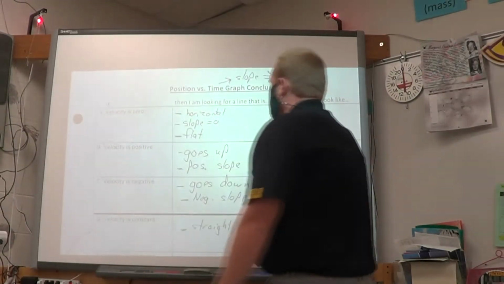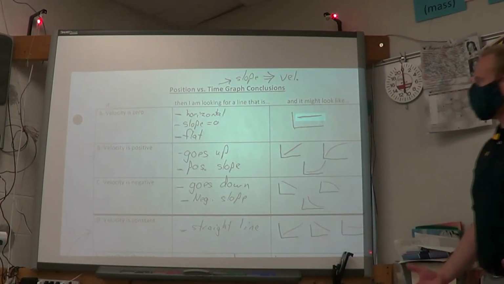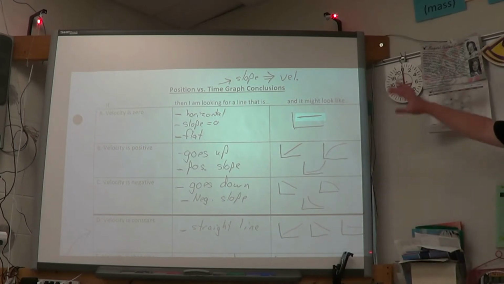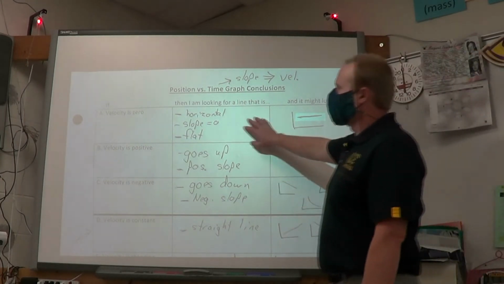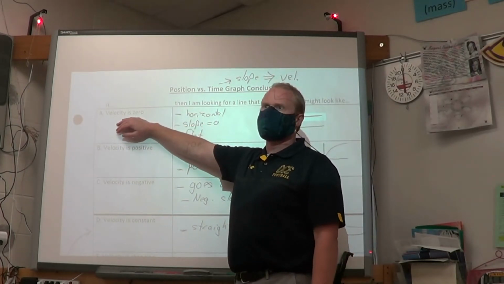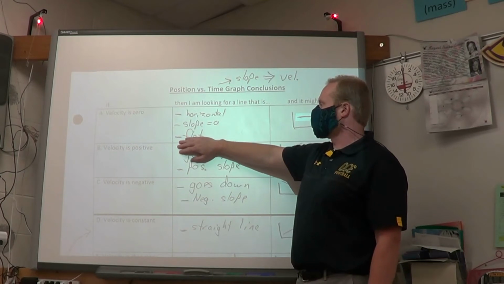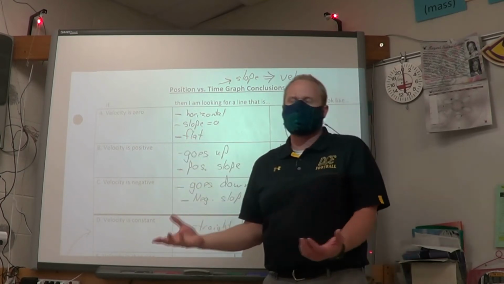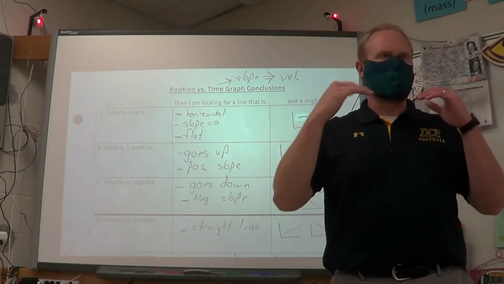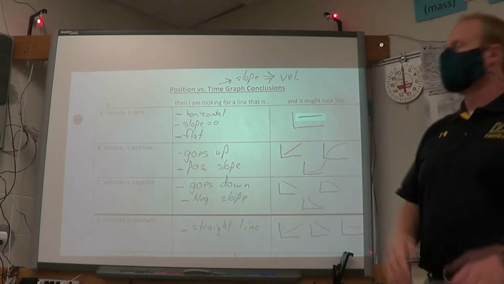Up on the screen, just for the record, this is what I had last year, just to get you thinking about what I'm looking for. Things where my velocity is 0. What are we looking for? We're looking for a horizontal line. We're looking for something that has a slope of 0 or flat. Those are all different ways to say the same thing, right? A flat line, slope of 0, a horizontal line.